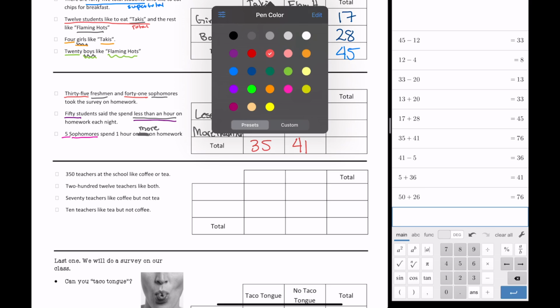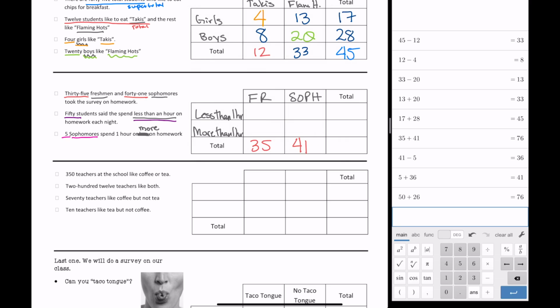Then in purple here, it says 50 students spend less than an hour on homework. Doesn't specify freshmen or sophomores, so that 50 is going to be for the total for less than an hour. Then we have 5 sophomores spend 1 hour or more on homework because Ms. Rawolf made a typo. And so I'm looking for where sophomores and more than 1 hour cross paths. So that's going to be that bottom corner there.